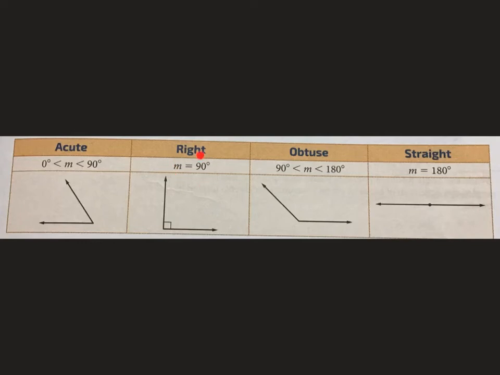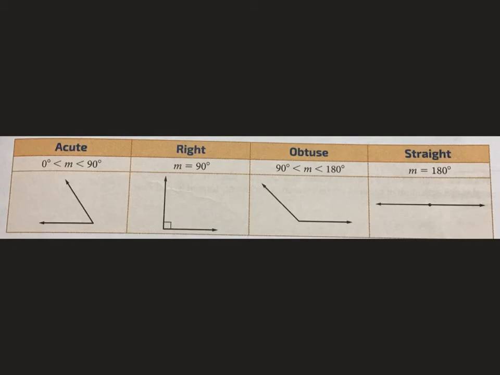A right angle has a measurement of exactly 90, and we mark right angles with this little box in the corner. Even if it looks like a right angle, it could be an 89.5 degree angle, right? But we can't call it a right angle unless we have this box marked here. So anytime you're drawing a right angle, make sure to put that marker there.